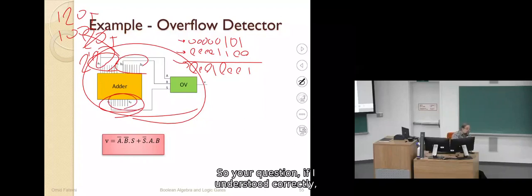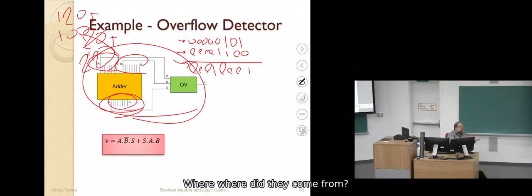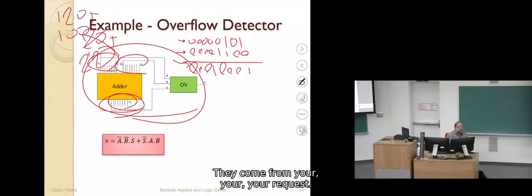So your question, if I understood correctly, was where is A, where is B, where did they come from? They come from your request. You are building something to add two things. You are building something to calculate many things. So these are your inputs. Here I have two inputs and also I have two results. No, we actually have two inputs, A and B.